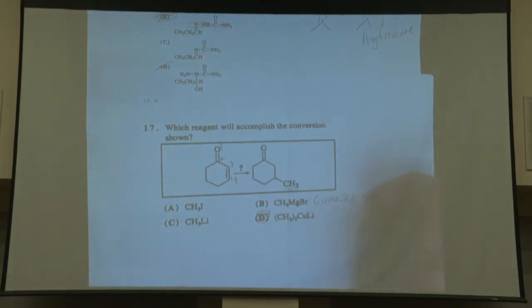So that's the 1,2 addition. And then Gilman's is going to give you that 1,4 addition. You could also just use a Michael donor, which is kind of like the last thing we went over in the enolate chapter. Gilman's is technically a Michael donor, but we just know Gilman's as Gilman's because we've been using Gilman's for a while now this semester.